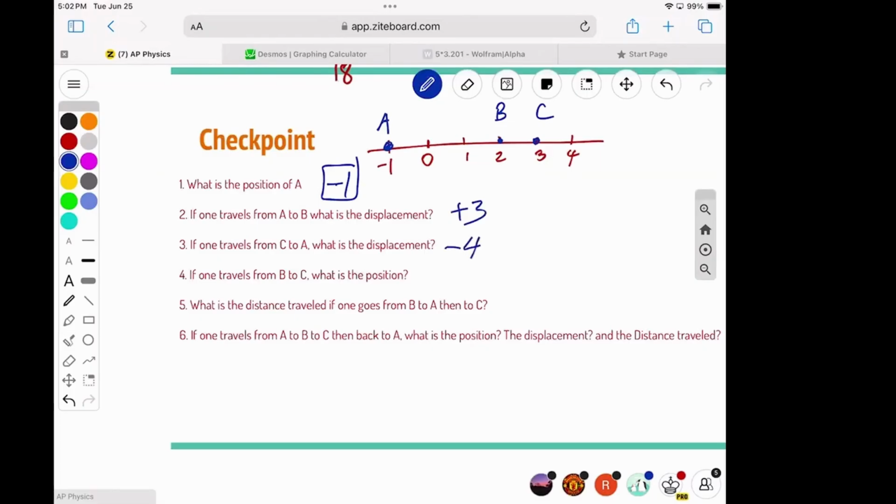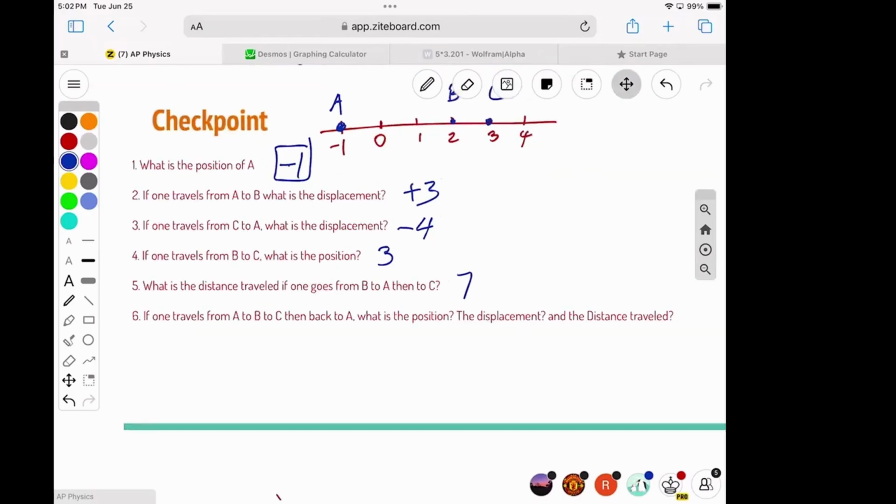If one travels from C to A, what is the displacement? That's -4 because I'm traveling in a negative direction. If one travels from B to C, what is the position? That's just where C is at, which is 3. What is the distance traveled if one goes from B to A to C? That is going to be 3 plus 4, 7.